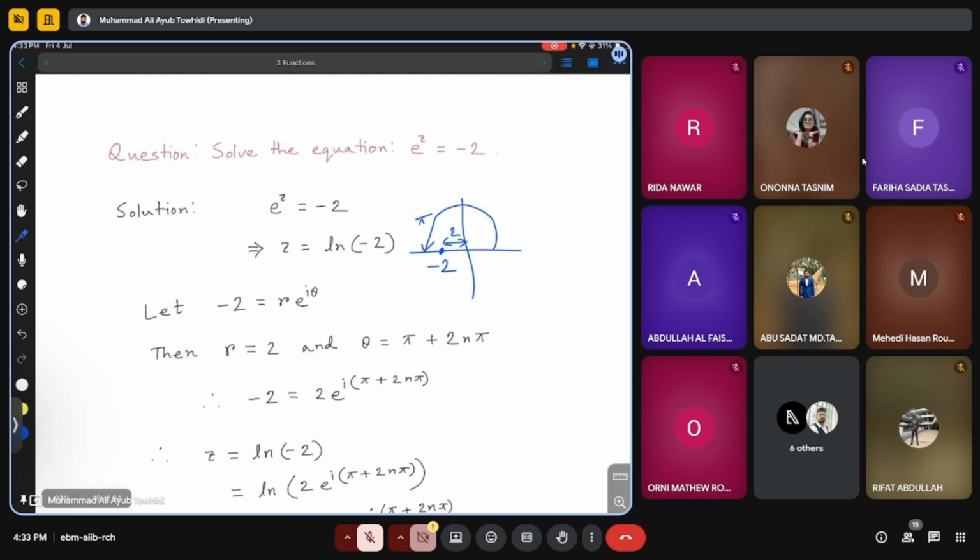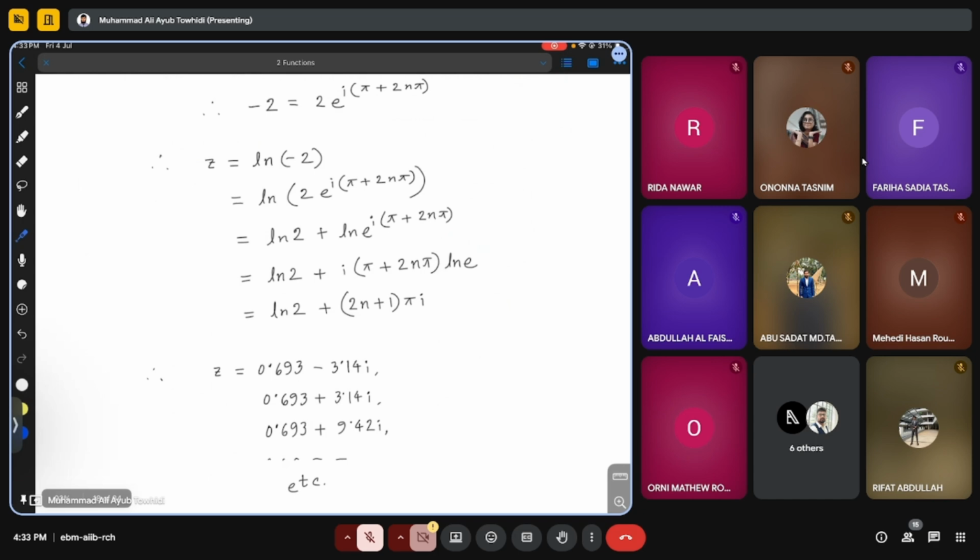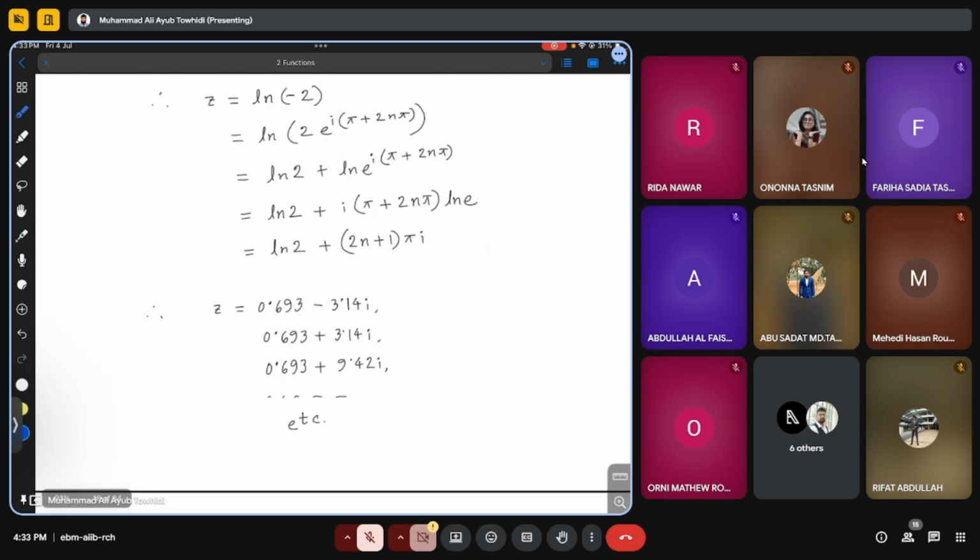Because it said solve. Solve means find the value of the unknown. In this equation, z is unknown. We don't know for which values of z this equation will be satisfied. So we are trying to find that value, and this is the value of z that will satisfy the equation. So here I have given some examples, but it is not mandatory to write it in the exam. I have given some examples to make you understand.